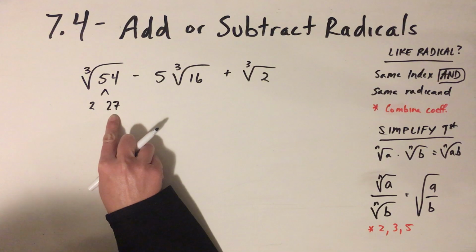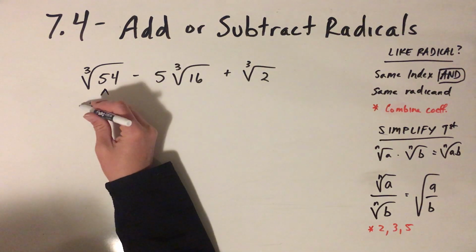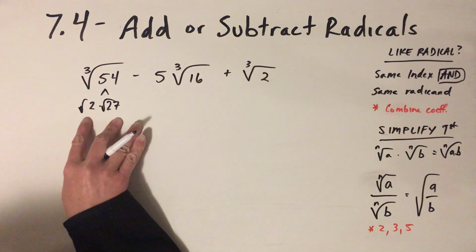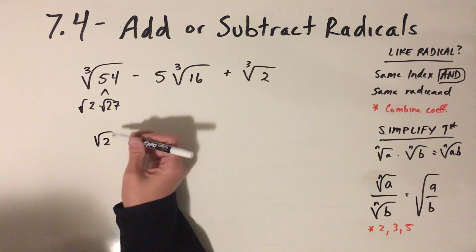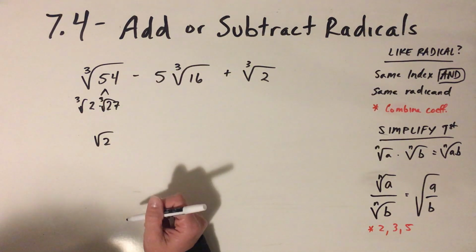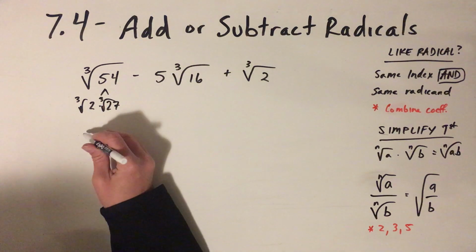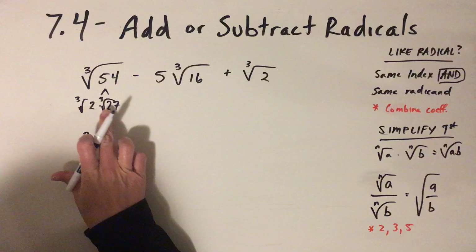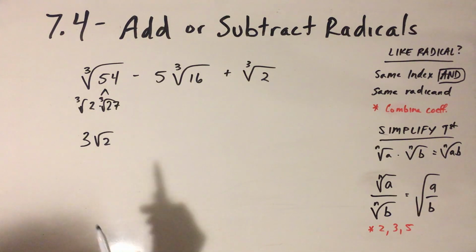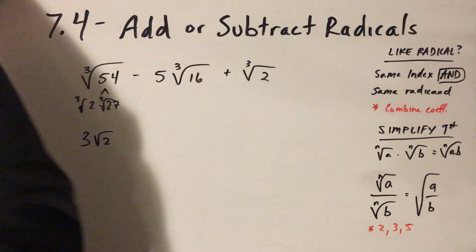27 is a perfect cube, so I'm just going to look at this like the cube root of 2 and the cube root of 27 separately. The cube root of 2 I can't simplify, but the cube root of 27 I can. The cube root of 27 is just the number 3. Again, that's related through multiplication. Lots and lots of different ways to simplify these.